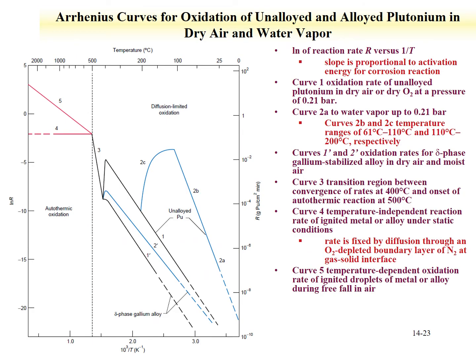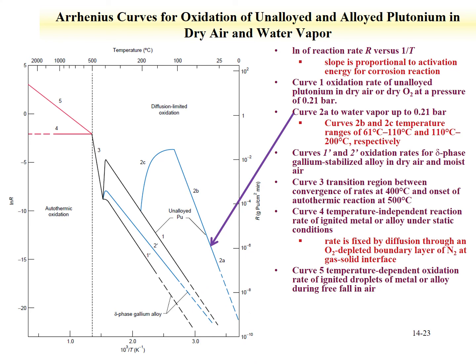The oxidation kinetics of plutonium metal and alloys have been examined in a number of conditions, primarily dry air and water vapor. The data shown here, and what we have is the log of the reaction rate R versus 1 over T. So the slope of these is proportional to the activation energy for the corrosion reaction. Curve 1, shown here, this is just the oxidation rate of unalloyed plutonium in dry air or dry dioxygen at atmospheric pressure. We see that this overall rate is between these values here and these values here.